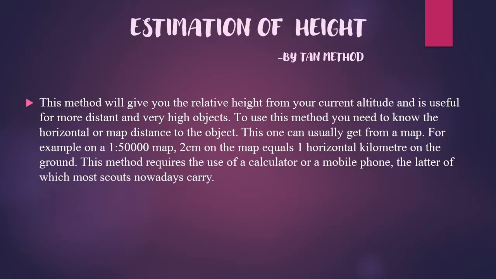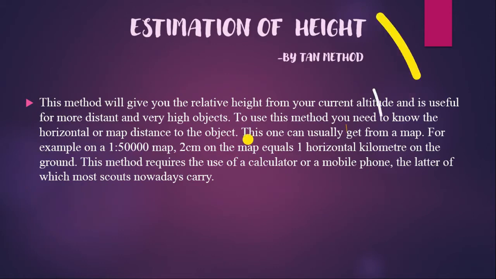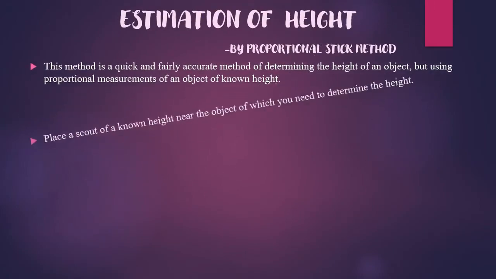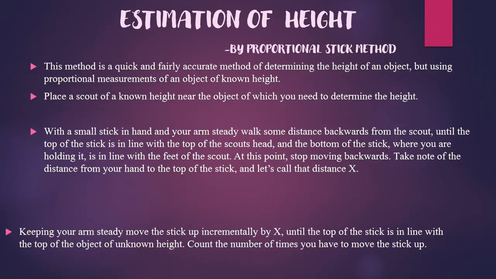Estimation of height, by 10 method. This method will give you the relative height from your current altitude, and is useful for more distant and very high objects. To use this method you need to know the horizontal or map distance to the object. This one can usually get from a map. For example, on a 1 is to 50,000 map, 2 centimeters on the map equals 1 horizontal kilometer on the ground. This method requires the use of a calculator or a mobile phone, the latter of which most scouts nowadays carry.